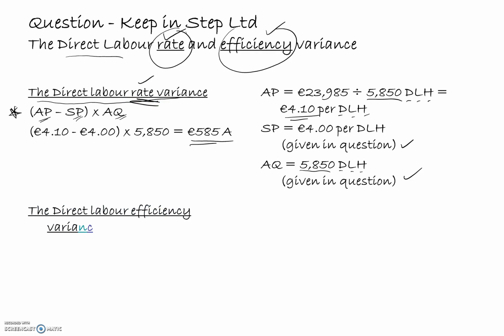Now we look at the direct labor efficiency variance. And the formula we use, same as with the direct materials, we have the actual quantity minus the standard quantity, times the standard price. Except remember now that we're dealing with labor, so it's hours. The actual quantity we just used a second ago, standard price we just used, so the standard quantity is what we need to look at.